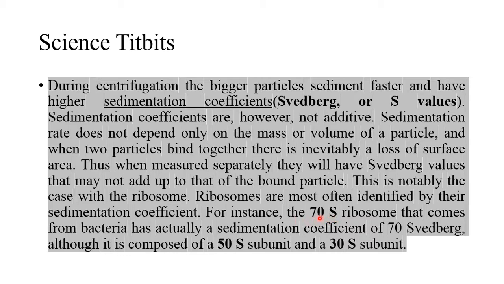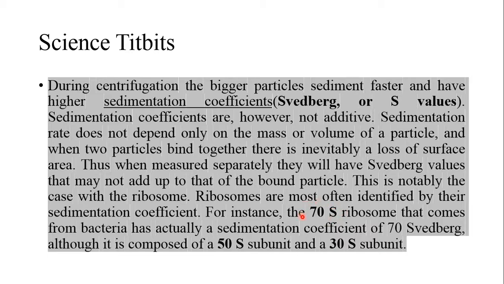Here we can see the ribosome is made up of two subunits. One is the larger subunit, 50S, and one is the smaller subunit, that is 30S. When we check the sedimentation coefficient of the larger subunit, it will be 50S. But when we check the smaller subunit, its sedimentation coefficient is 30S. But when we combine these two subunits and again check the sedimentation coefficient, it will be 70S. Actually 50 plus 30 should be 80S, but there is a 10S decrease.